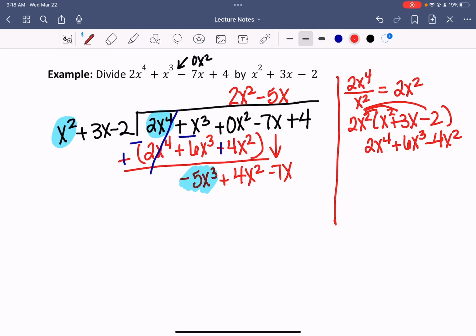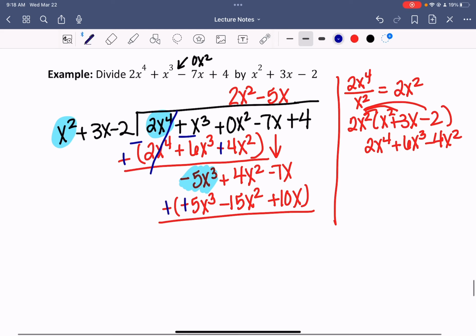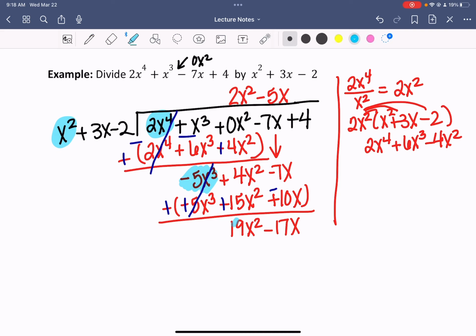I'm going to multiply that. That gives me negative 5x cubed minus 15x squared plus 10x. And I'm going to subtract this whole thing. So again, change all your signs. This would cancel. And I'm left with 19x squared minus 17x. Compare again. This will be our last piece because you can see I only have one more spot to fill up here. And so then that would be a plus 19.